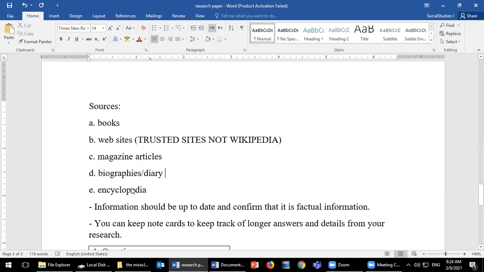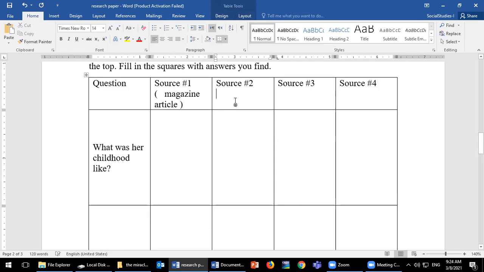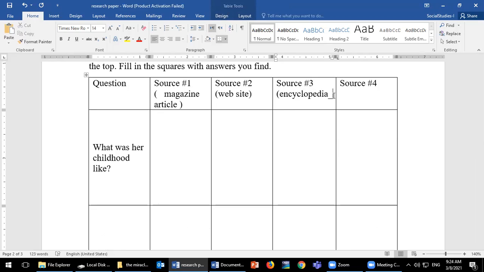You can also find information from an encyclopedia. So all these are different sources that you can use. Please do not use Wikipedia. Let's say, for example, my first source is going to be a magazine article. I'm going to find another source. I'm going to use a website, or an internet site. And my third source, let's say I am going to use the encyclopedia. All right, these are my three different sources that I'm going to use.